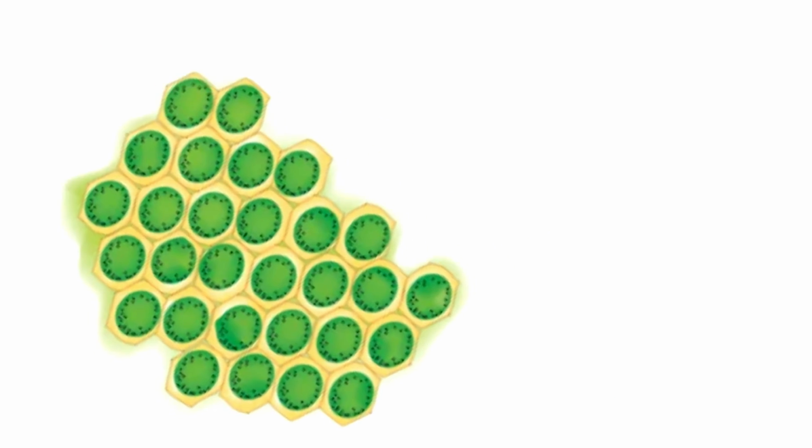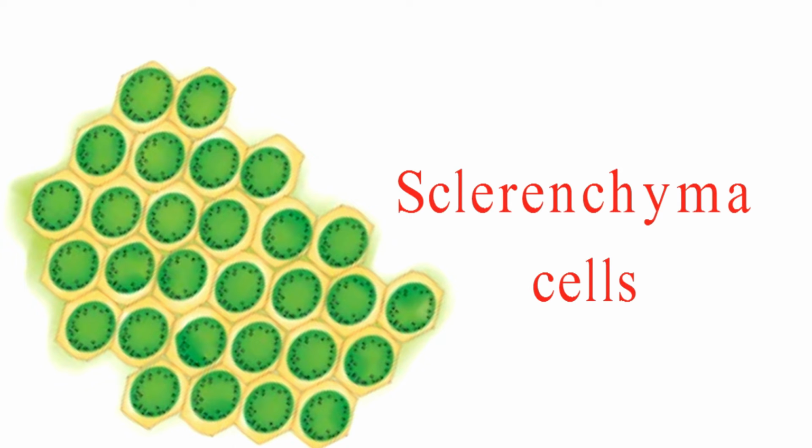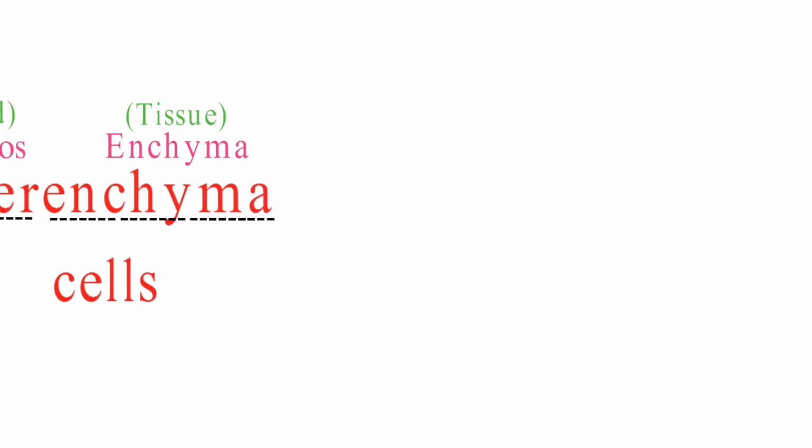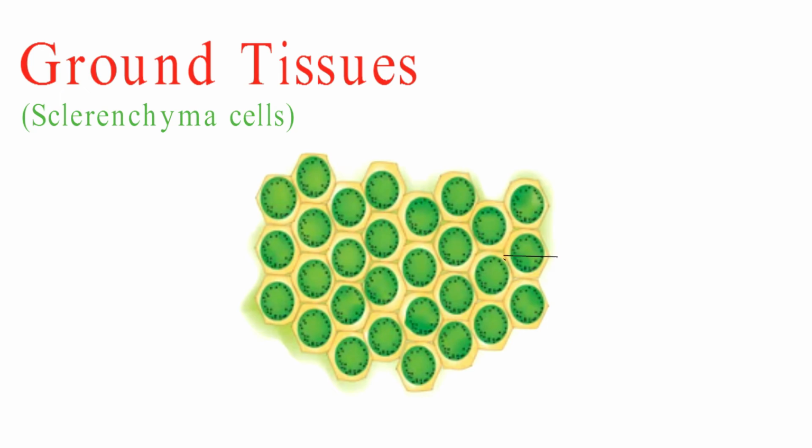Last but not least, sclerenchyma cells. The term sclerenchyma is derived from the Greek words skleros, meaning hard, and enchyma, meaning tissue, aptly describing the function of these cells in providing hardness and rigidity to plant structures. These cells are specialized with thick secondary walls made of lignin, making them rigid and tough.